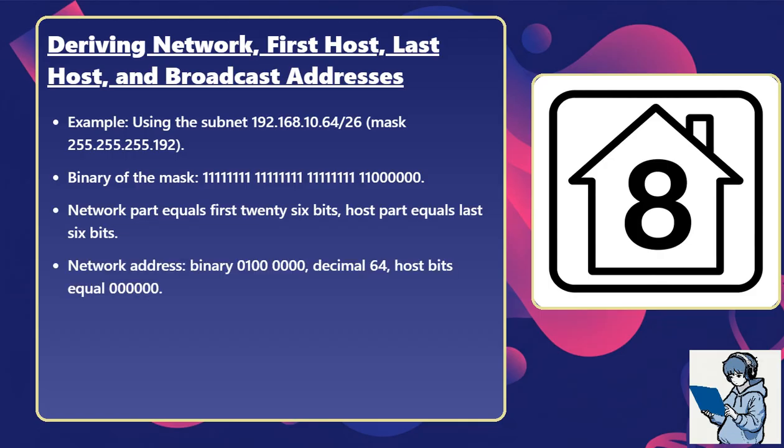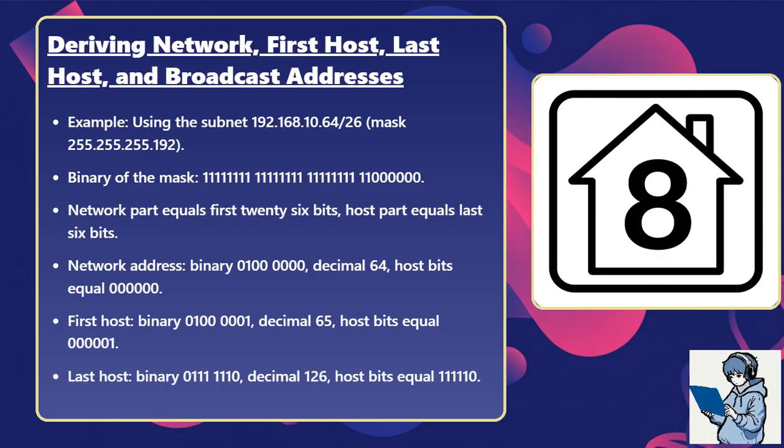Network address: binary 01000000, decimal 64, host bits equals 000000. First host, binary 01000001, decimal 65, host bits equals 000001. Last host, binary 01111110, decimal 126, host bits equal 111110. Broadcast, binary 01111111, decimal 127, host bits equal 111111.